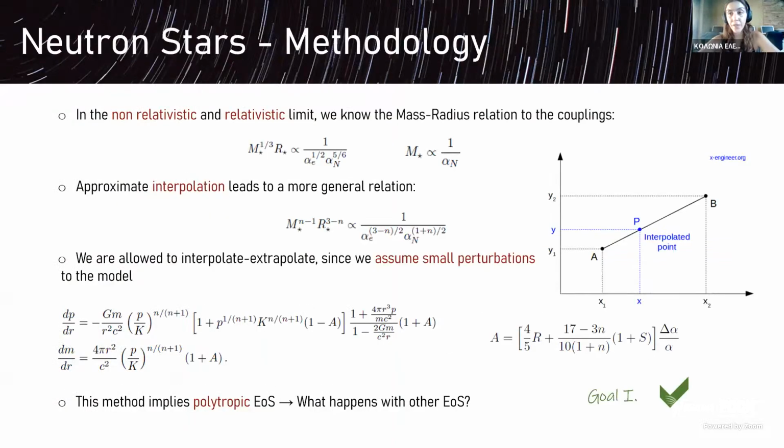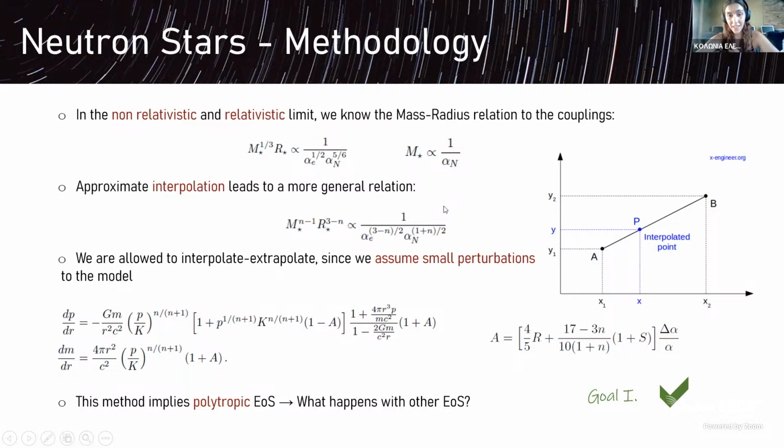We have derived before the mass and radius relations for the non-relativistic limit, which is here, and the relativistic limit. As you remember, for the relativistic limit, this was just a straight line. That's why there's no dependency on the radius. So we try to find a more general relation, right? Not just on the two limits, but also in between and also outside these two limits. So what we did was we interpolated.